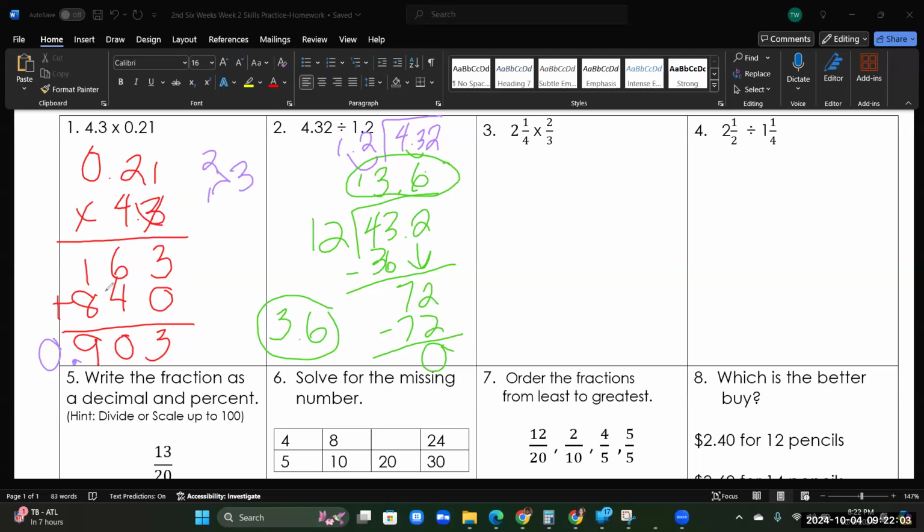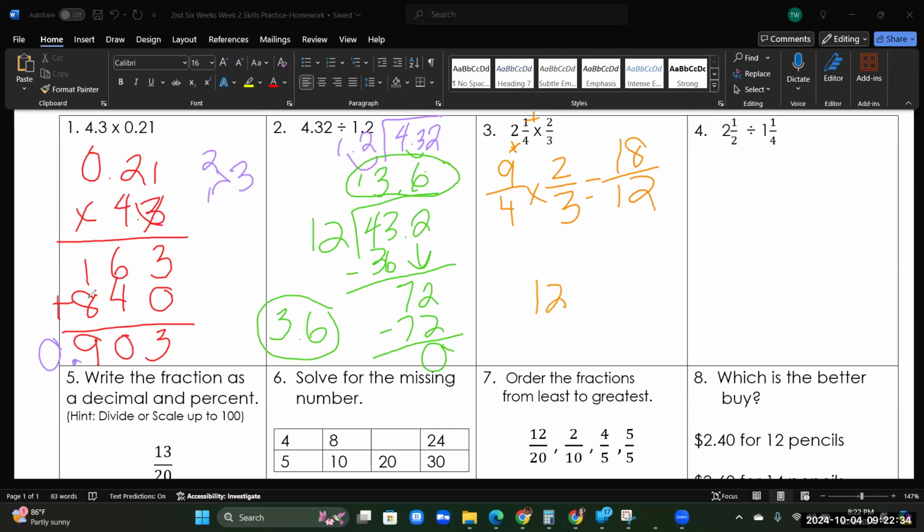All right, number 3. 2 1/4 times 2/3. You've got to remember that we cannot multiply with mixed numbers. Got to change to an improper fraction. 2 times 4 is 8. Plus 1 is 9. So we have 9/4 being multiplied by 2/3. And of course, we'll multiply our numerators and our denominators straight across. 9 times 2 is 18. 4 times 3 is 12.